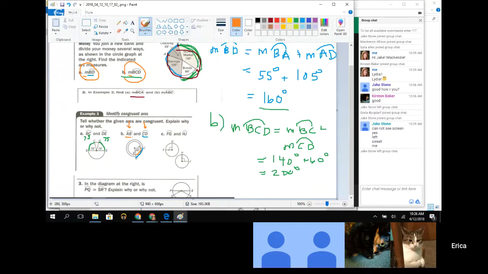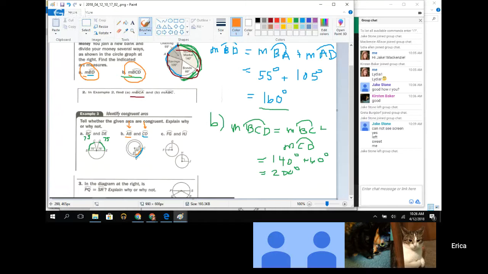So now when we have this, we're actually talking about the actual length of the arc. So if you took out your measuring tape and you had a circle and you actually measured from A to B, is that the same as the distance from C to D? So the answer to that is no, they're not congruent to each other.